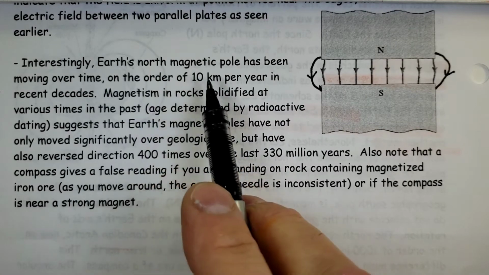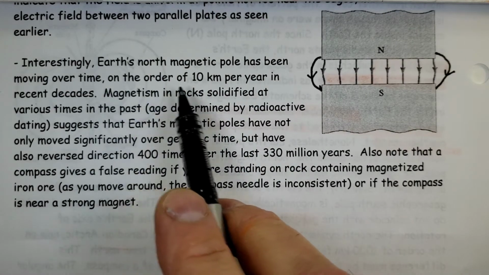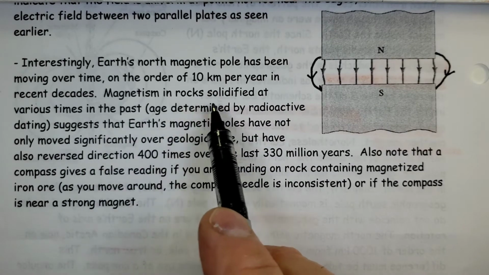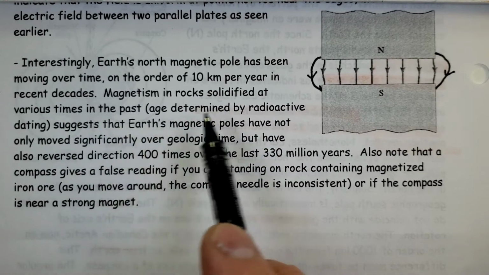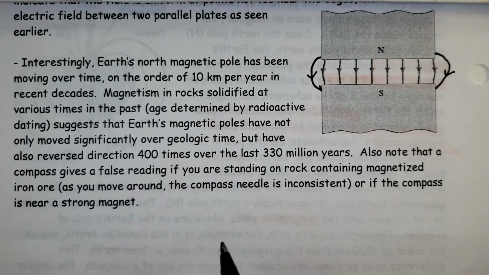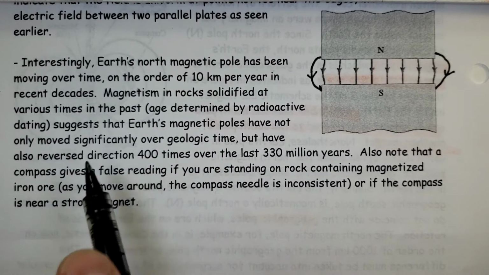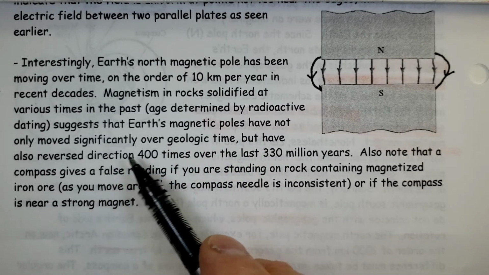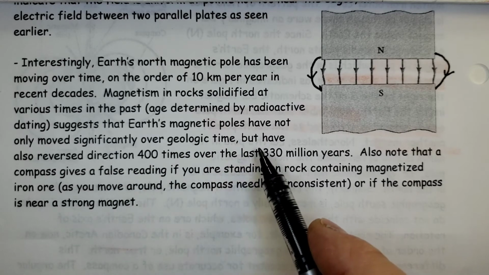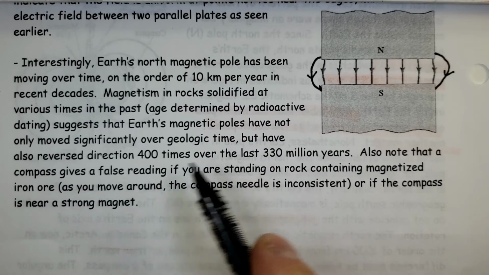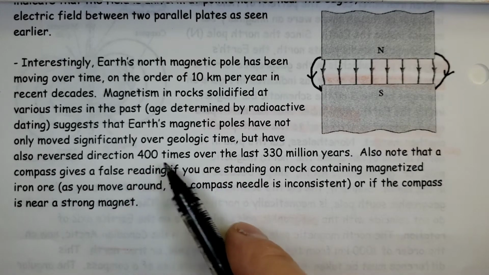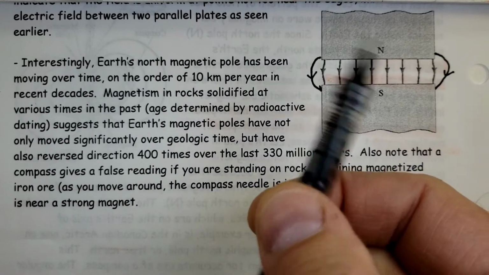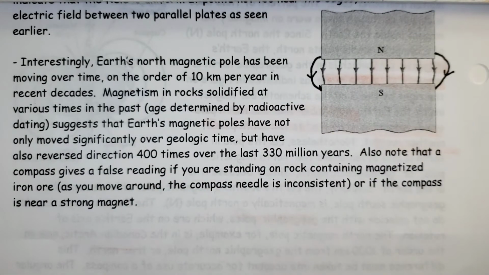Interestingly, Earth's north magnetic pole has been moving over time on the order of 10 kilometers per year in recent decades. Magnetism in rocks solidified at various times in the past, which radioactive dating can confirm, suggests that the Earth's magnetic poles have not only moved significantly over geologic time, but have also reversed 400 times in the last 330 million years. So the south became north and vice versa.